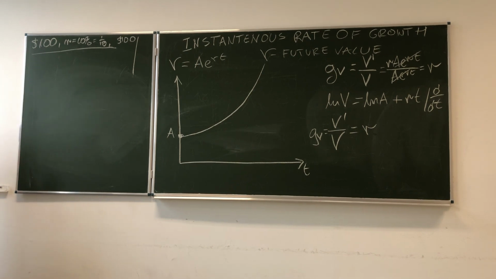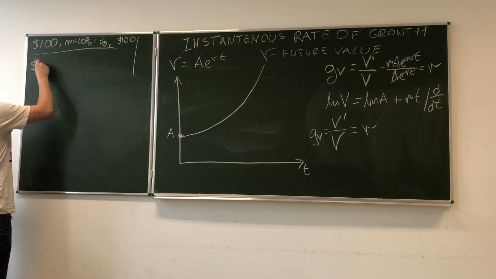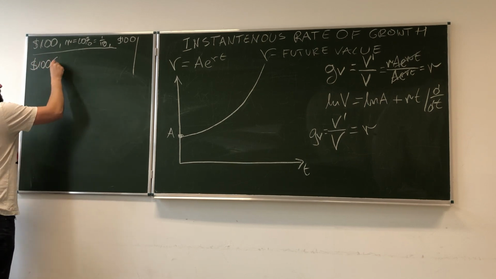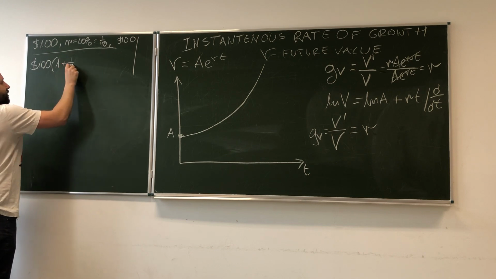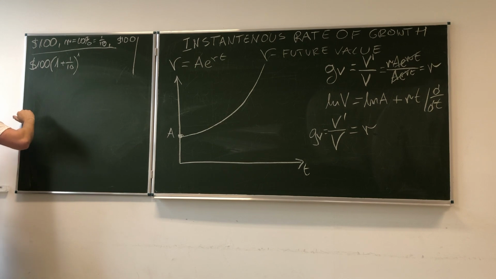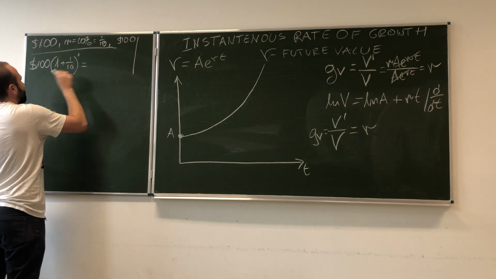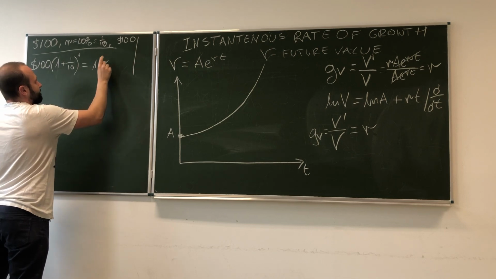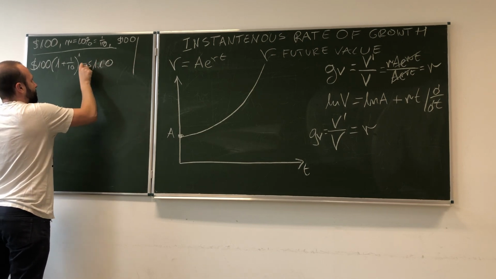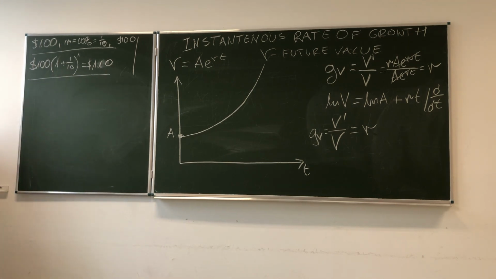Now, let's see what happens if you put this $100 into a bank for 1 year. Well, of course, this is very simple. All we would have to do is to take 1 plus the interest rate, which is 1/10, to the power of 1, because we put it only for 1 year. We get that this is $110. Okay, so how much money will we have after 2 years?